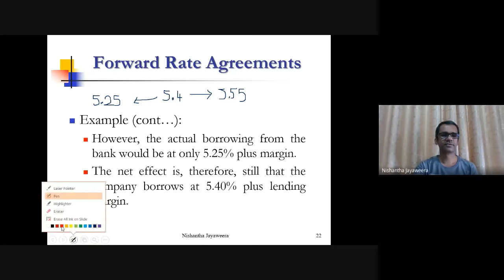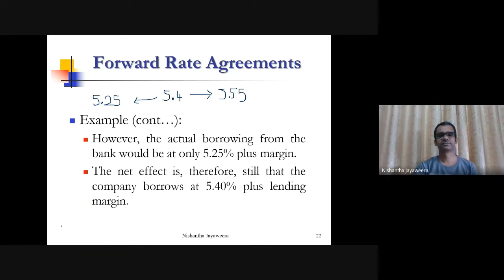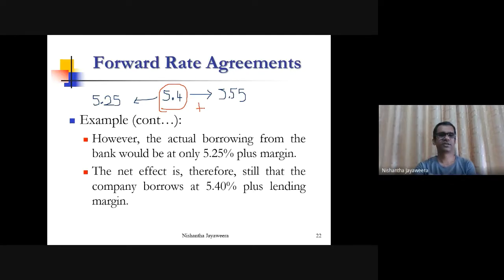What is the effective rate? The effective rate is 5.4. Why? If the LIBOR is 5.55, the company receives that difference. He receives this, so he can use that receipt to pay for that borrowing.